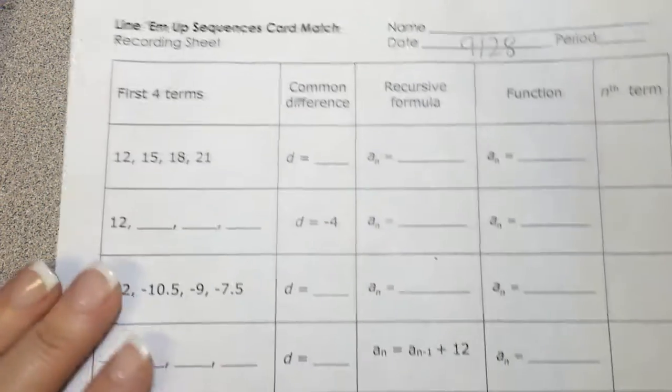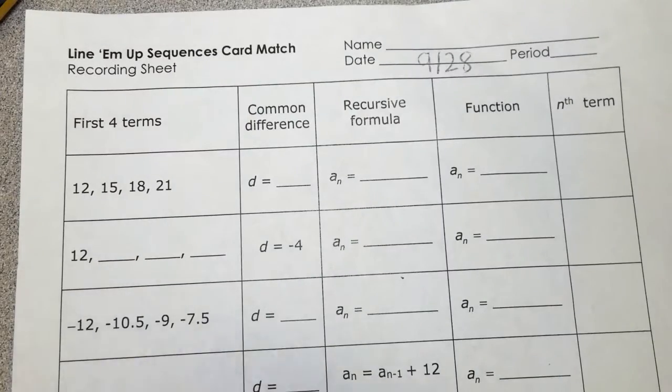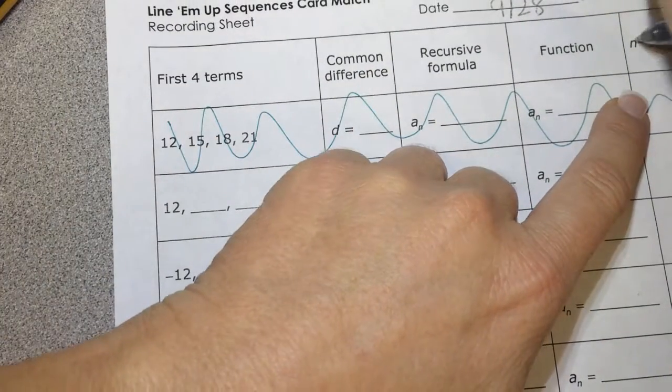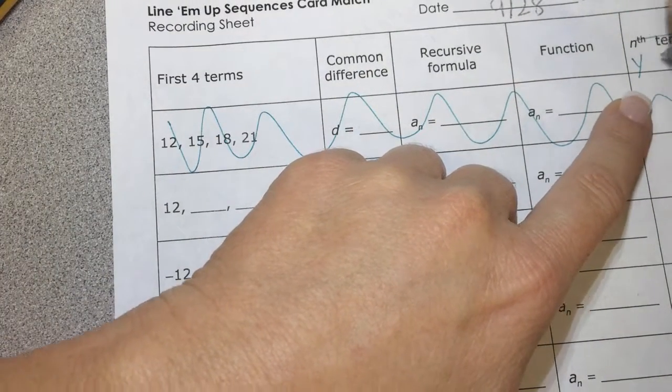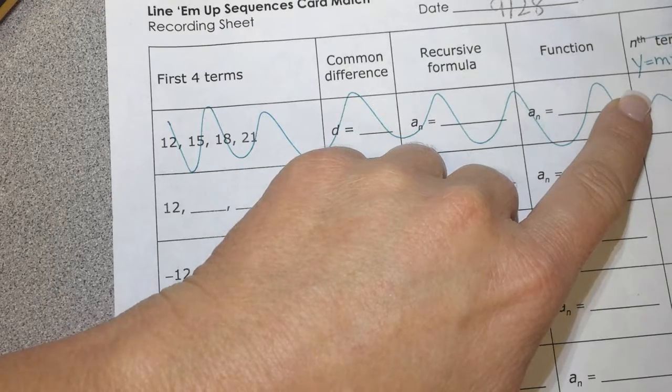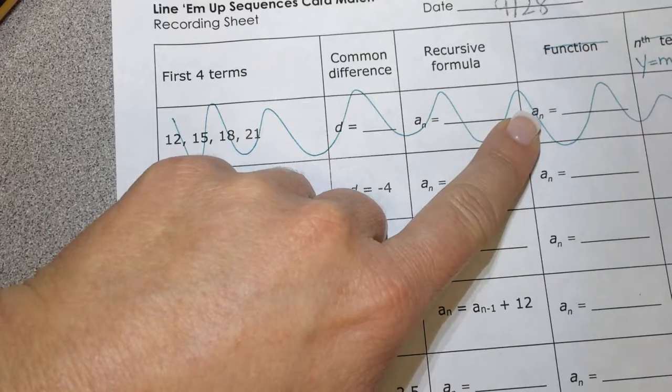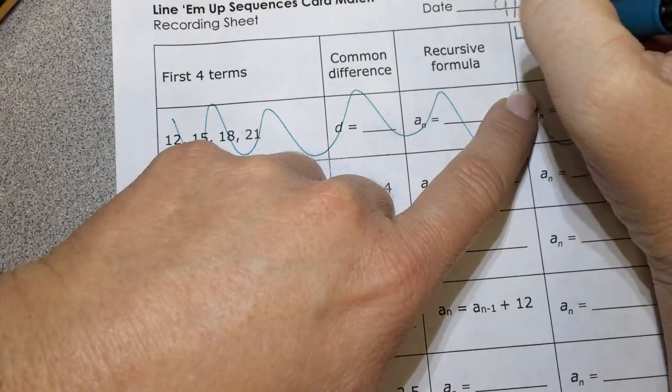Okay, so this is for the explicit formula. And this one we did together all in class, so we don't have to worry about that one. But remember, instead of the nth term, I'm looking for the y equals mx plus b here. I guess I could have switched them, but I felt like you needed more. And since we're doing the function rule here, I'm looking for your explicit.